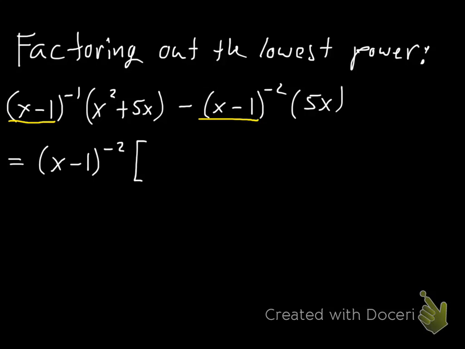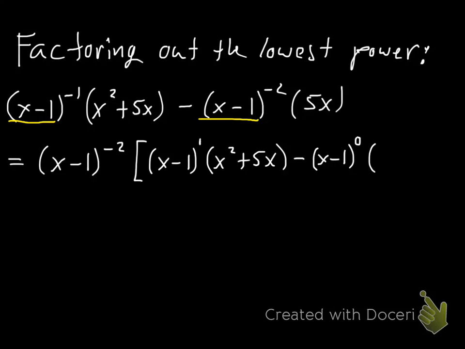So what's going to happen is if I'm taking away a negative, remember it's kind of like subtracting a negative. So if I have a negative 1 exponent here, and I'm subtracting away negative 2, that's really adding 2. So it's going to change it into (x minus 1) to the first power. And then x squared plus 5x is just hanging out. Minus (x minus 1), and it would be negative 2 minus negative 2, which would be 0, and then times the 5x.